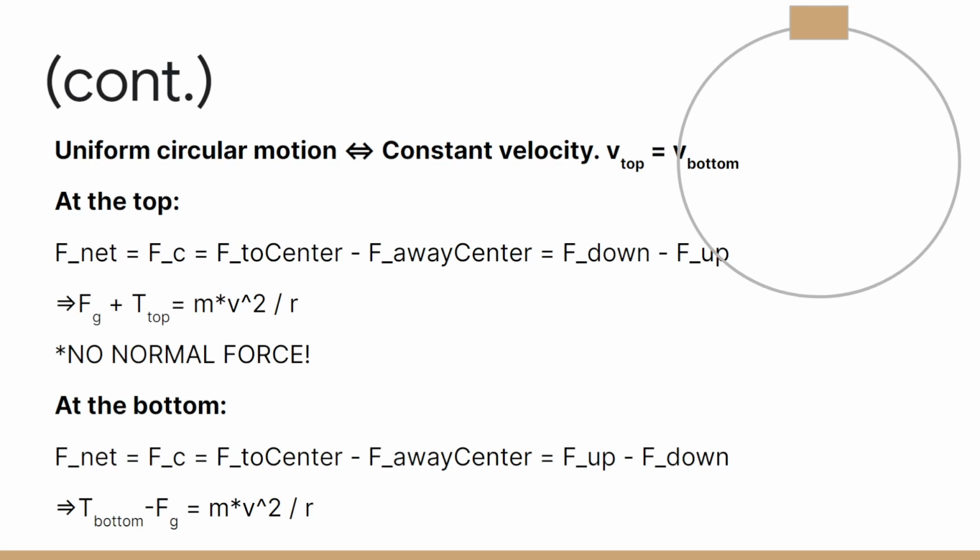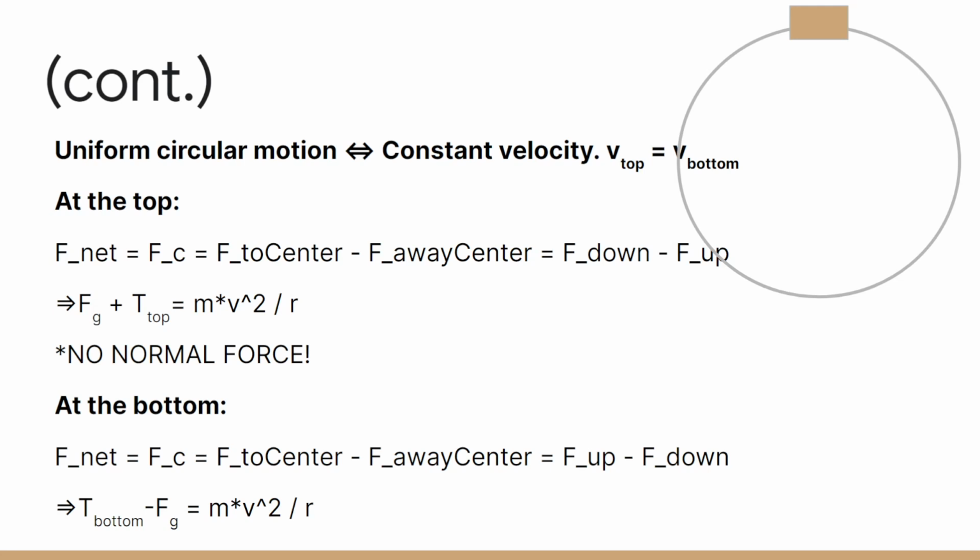Now let's look at the bottom. Same idea, there's no normal force, as the problem did not specify that it was on something physical. So we apply the same concept: the net force is equal to the centripetal force at the bottom. And at the bottom, notice that the forces pointing to the center are now going upwards, and the forces away from the center are going downwards. Kind of opposite of what we had earlier. But in fact, it's not that much harder.